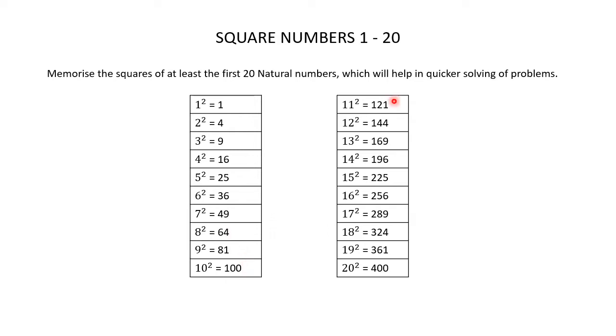11 squared is 121, 12 squared is 144, 13 squared is 169, 14 squared is 196, 15 squared is 225, 16 squared is 256, 17 squared is 289, 18 squared is 324, 19 squared is 361, and 20 squared is 400. Memorize the squares of these numbers.